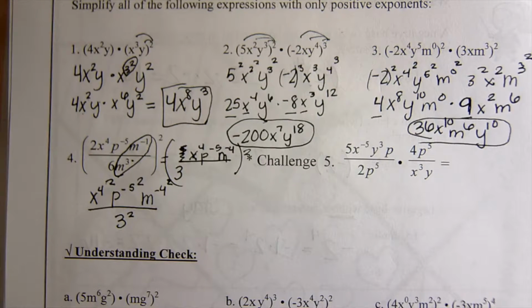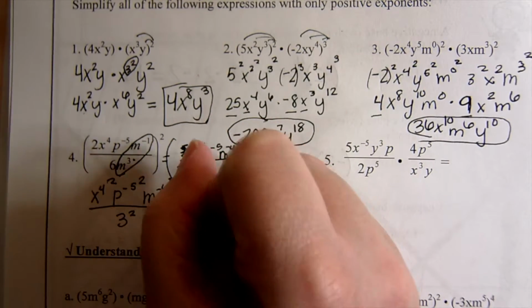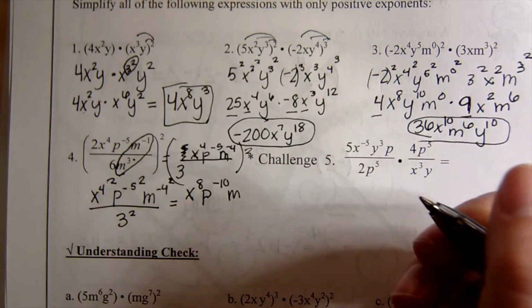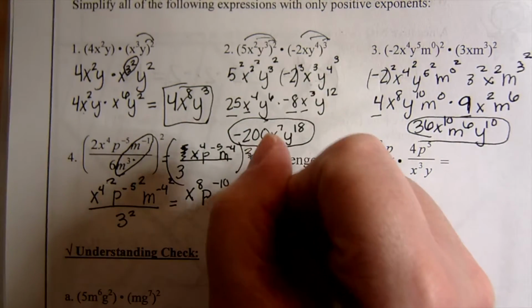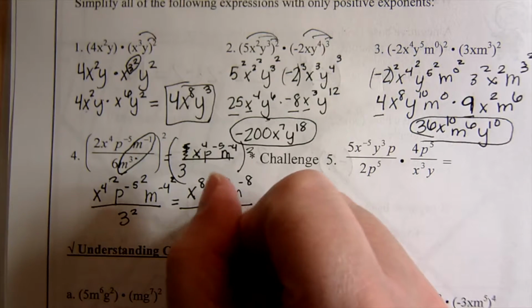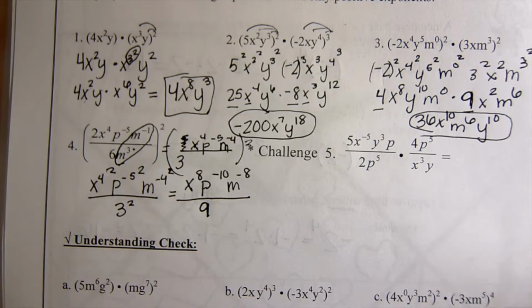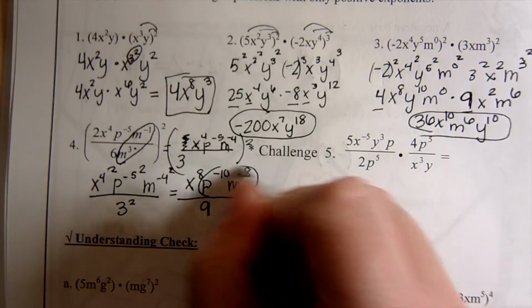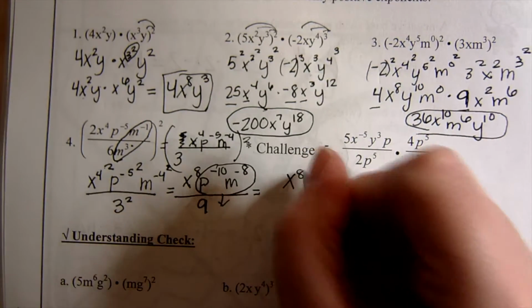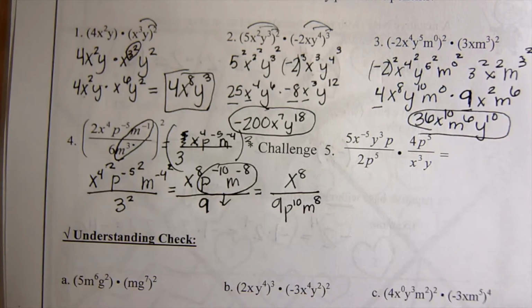And then simplify that. So x to what power? X to the 8th, p to the negative 10, m to the negative 8, and what is 3 squared? 9. Good job. All right. And then what's the last step that I need to take here? Bring down the negative exponent. So we're going to bring those both down to the bottom. So this equals x to the 8th power over 9p to the 10th power m to the 8th power.